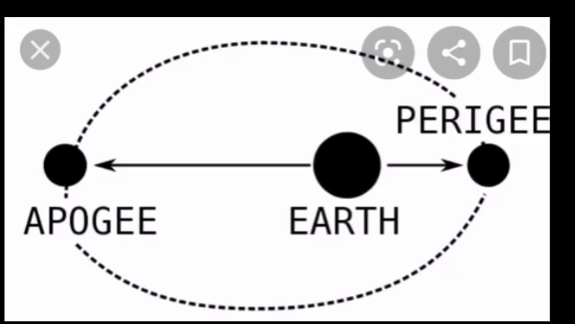When the moon is in a perigee position, the distance between the earth and the moon is about 356,000 km. Next, when the moon in its orbit is farthest from the earth, it is said to be in apogee. When the moon is in apogee position, the distance between the earth and the moon is about 407,000 km.